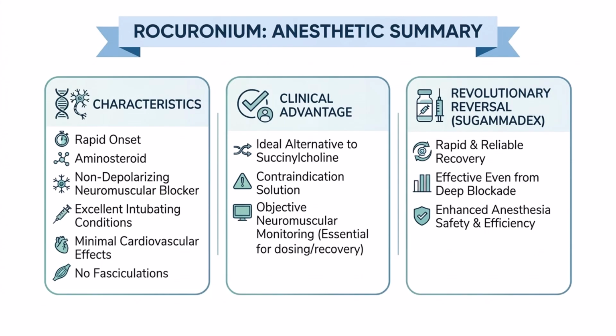To summarize, rocuronium is a rapid-onset aminosteroid, non-depolarizing neuromuscular blocker that provides excellent intubating conditions with minimal cardiovascular effects and no fasciculations. It is an ideal alternative to succinylcholine, particularly when succinylcholine is contraindicated. Objective neuromuscular monitoring is essential to guide dosing and recovery. Finally, Sugammadex has revolutionized rocuronium reversal by providing rapid, reliable recovery, even from deep neuromuscular blockade, making anesthesia safer and more efficient.